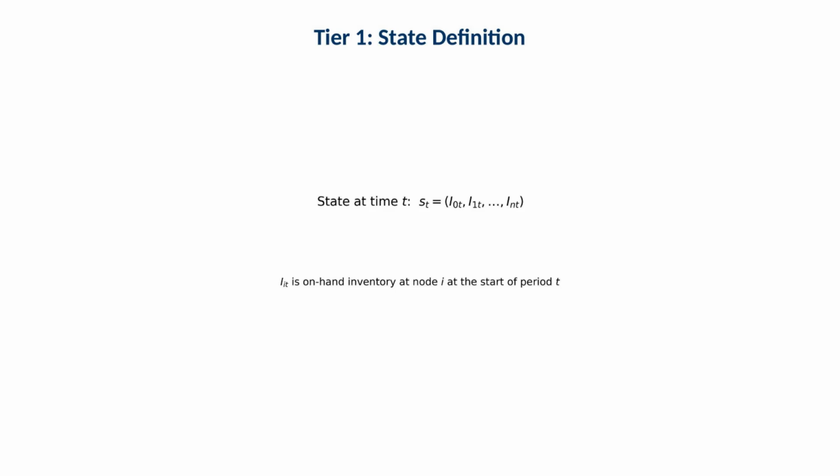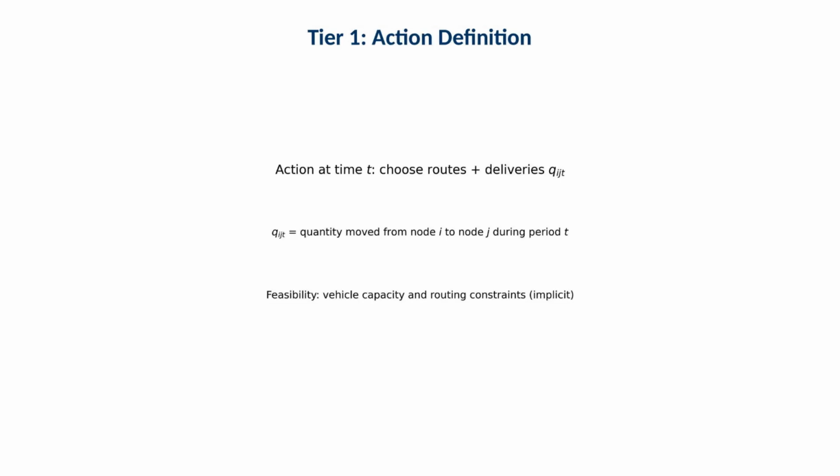An action combines two things: a set of vehicle routes and a set of delivery quantities. So you decide who gets visited, in what order, and how much inventory is delivered. Feasibility is where operations come in. Vehicles have capacity limits, routes have time and distance implications, and customers may have receiving constraints.